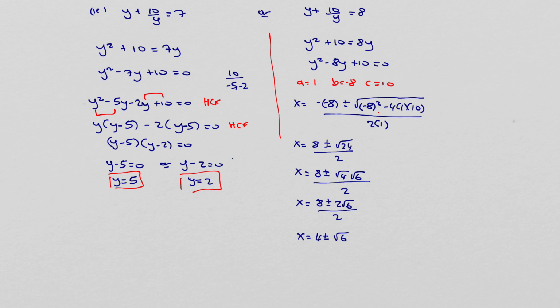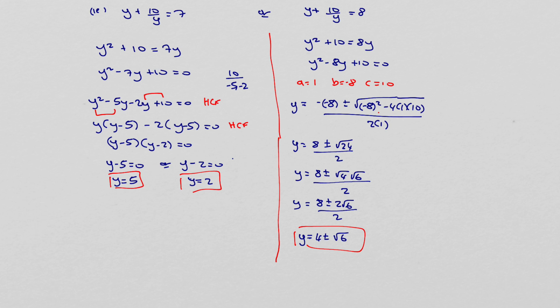So we're left with 4 plus or minus root 6, and that should not say x, that should all say y, I should say there, sorry. My apologies. It's not x, it's y. So we end up with 4 solutions for y. So y equals 5, y equals 2, y equals 4 plus root 6, or y equals 4 minus root 6.